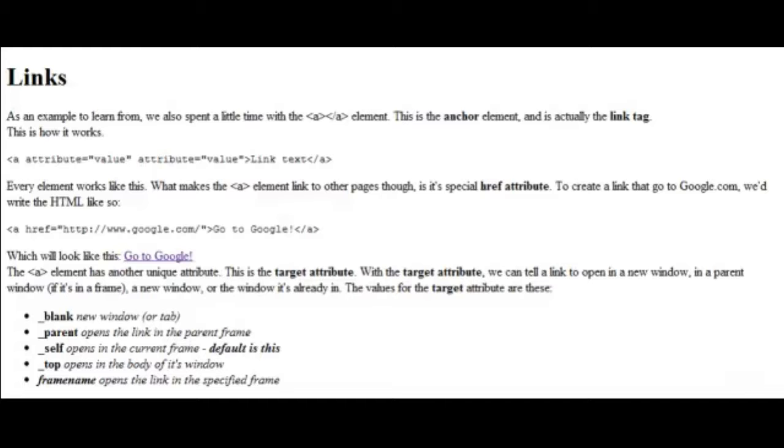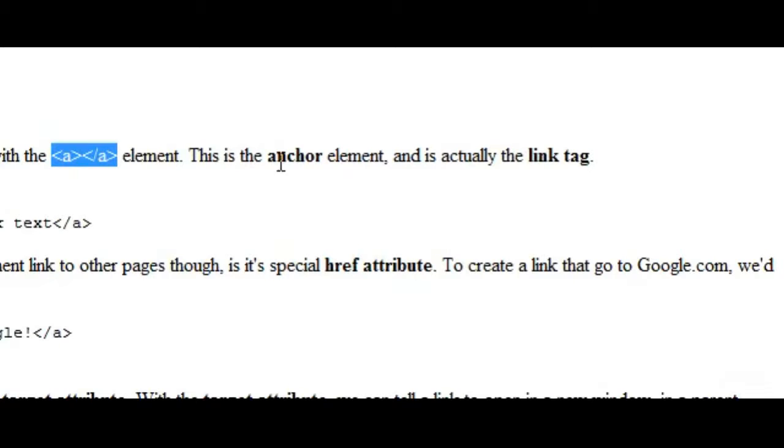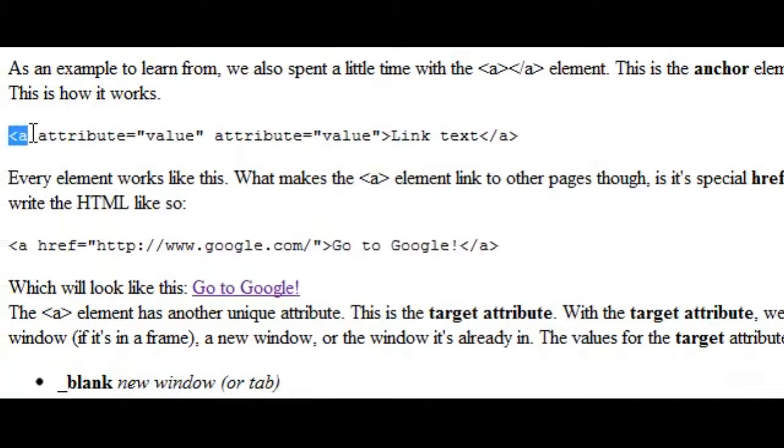Links. Now we touched a little bit on what the A element does, but to make this a little bit more formal, the A element is the anchor element, which is the same thing as your link tag. And this is how it works. You open it, attribute, value, content, and you close it. And your attribute and value can be anything. Obviously your attribute has to be an attribute and the value has to be something else. This is just an example to show you that the anchor element does support attributes and custom values.